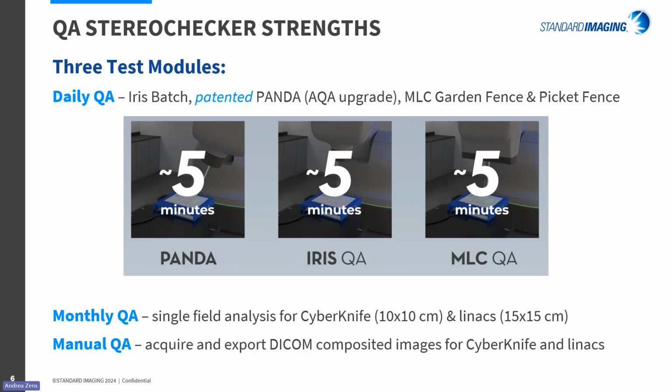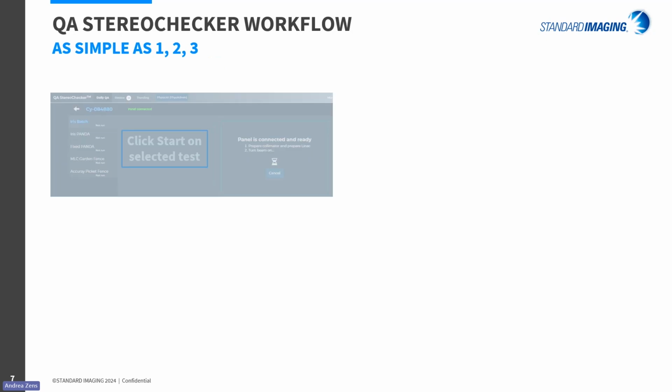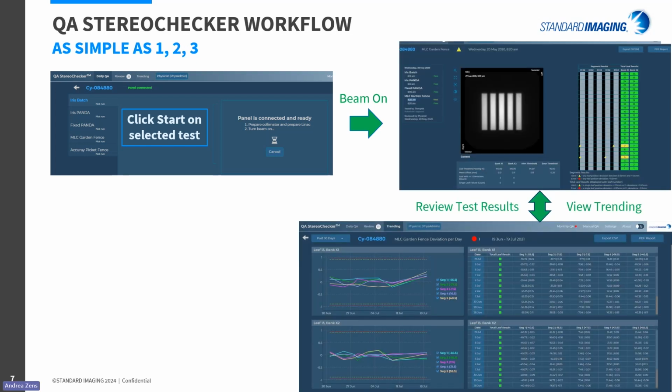The ease and speed with which test data is acquired, analyzed, saved, and trended means robust machine QA can be done with the frequency your patients deserve to ensure quality and safety in patient care. It's as easy as 1, click start on your selected test, 2, turn your beam on, and 3, review your results and trending data.